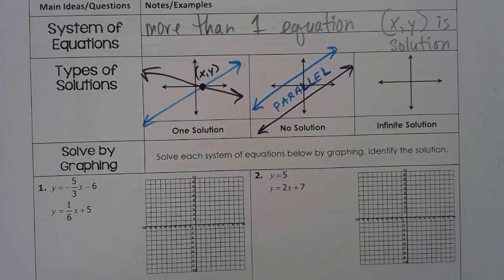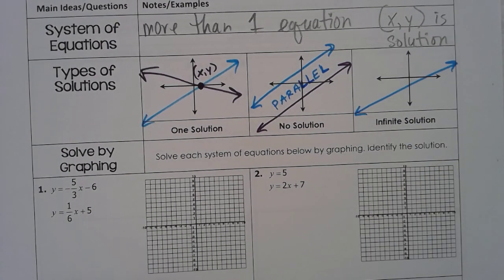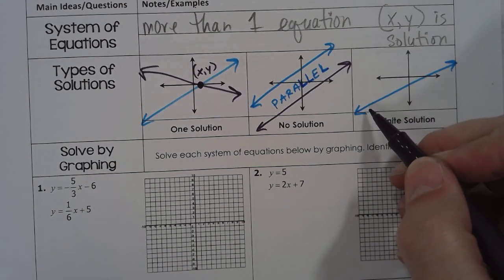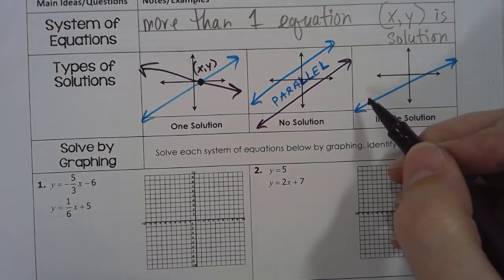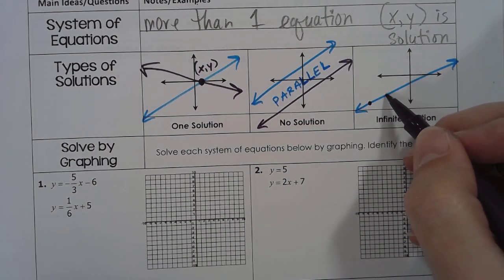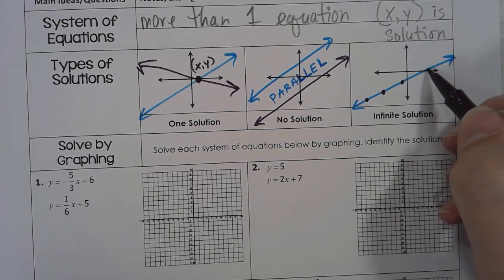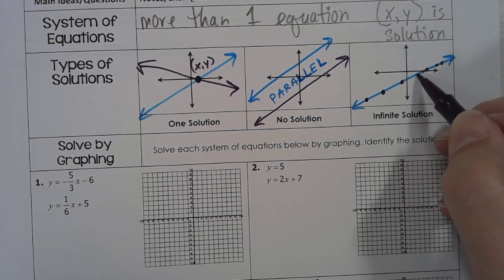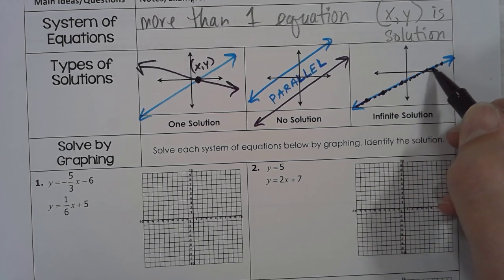Infinite solutions means, infinite means what? Never ending, like a whole bunch of them, like a billion. So if I had more than one point where these lines connected, like let's say they connected right here, and right here, and right here, and right here, and right here. What do you notice about all of those infinitely many points?